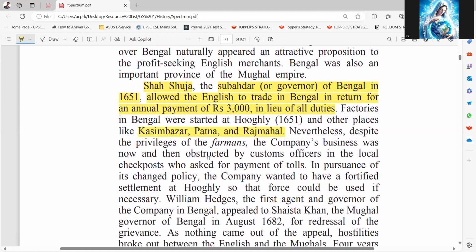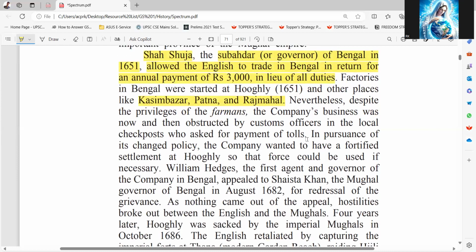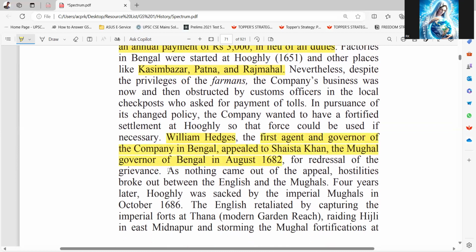Nevertheless, despite the privileges of the firmans, the company's business was now and then obstructed by customs officers in the local checkposts who asked for payment of tolls. In pursuance of its changed policy, the company wanted to have a fortified settlement at Hooghly so that force could be used if necessary. William Hedges, the first agent and governor of the company in Bengal, appealed to Shaista Khan, the Mughal governor of Bengal, in August 1682 for redressal of the grievance. As nothing came out of the appeal, hostilities broke out between the English and the Mughals.